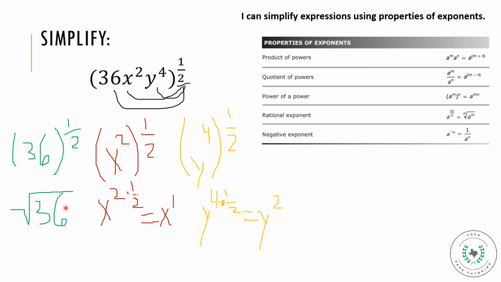Now, we can add all of these together to find our answer. So let's start off with our coefficient, the square root of 36. Well, we can plug that into a calculator, and once we do that, we see that the square root of 36 is 6.